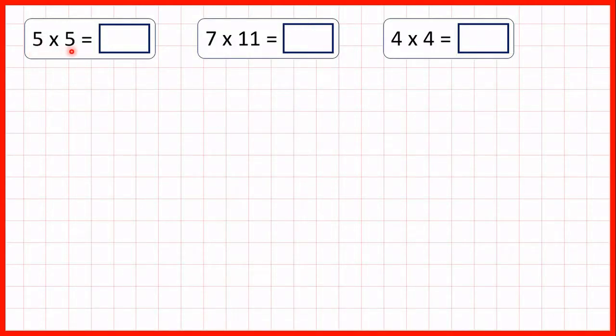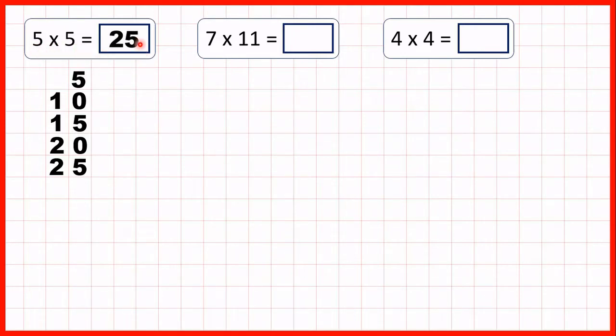5 times 5. So we can count up in 5 times. We have 5, 10, 15, 20, 25, and because that's the fifth one, we know that 5 times 5 is 25.